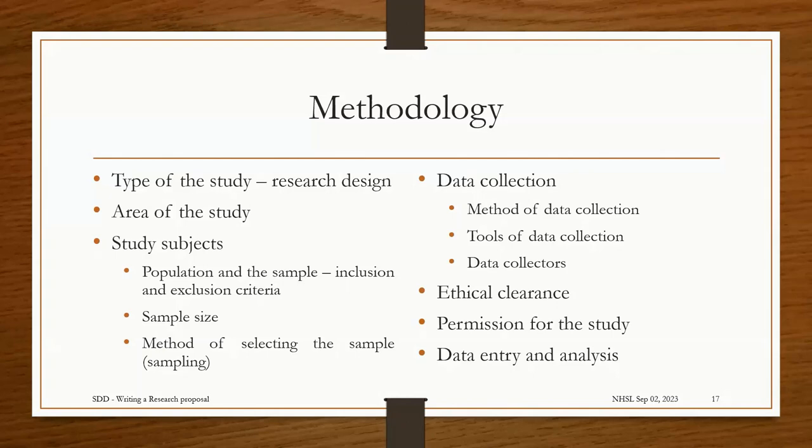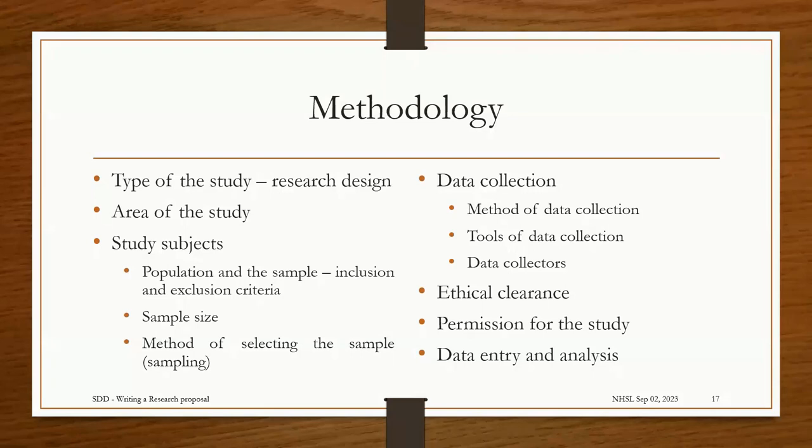In descriptive studies, there are three types. One is cross-sectional studies, the second is case reports and case series, and the third one is correlation studies. Correlation studies are done for populations, not individuals. So those are the types of studies.